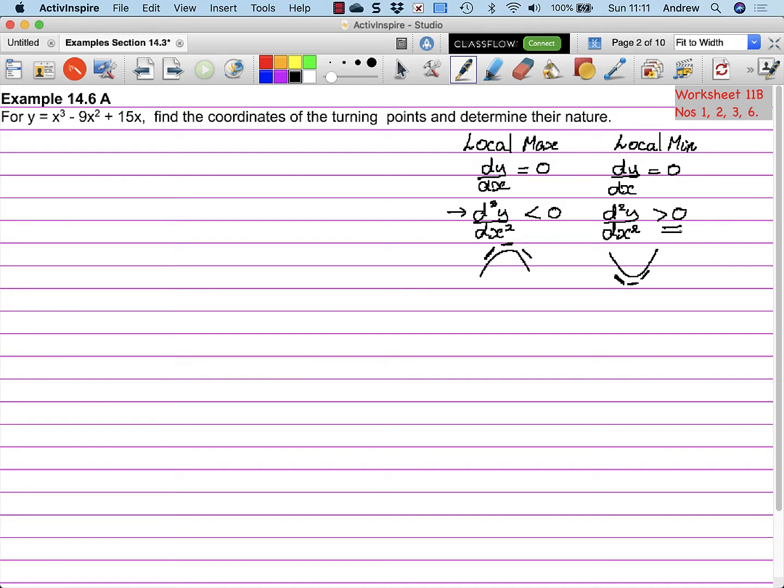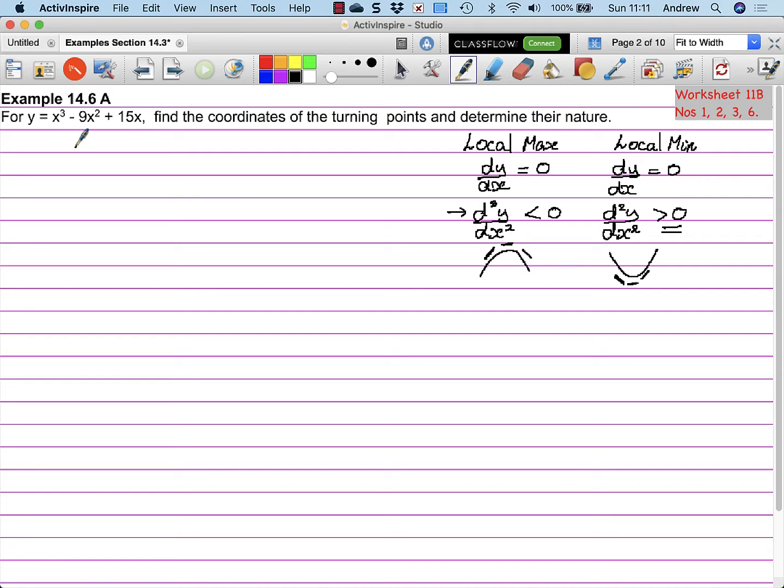Quick reminder, don't confuse turning points with stationary points. A turning point is purely a maximum or a minimum. Okay then, let's do the method. No matter how the question is phrased, this is always the method.